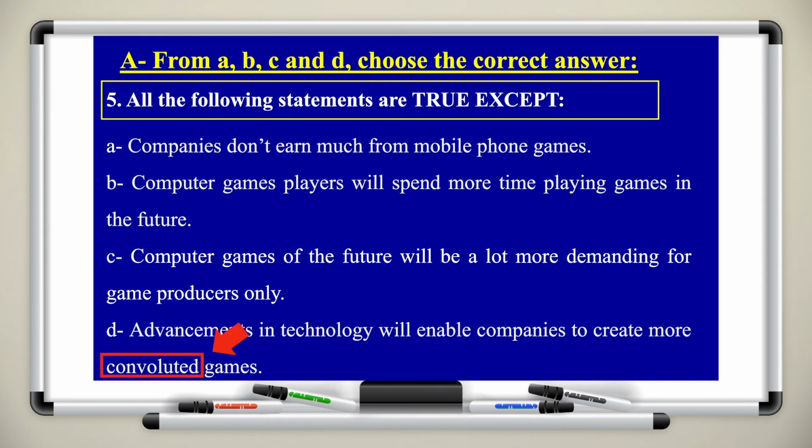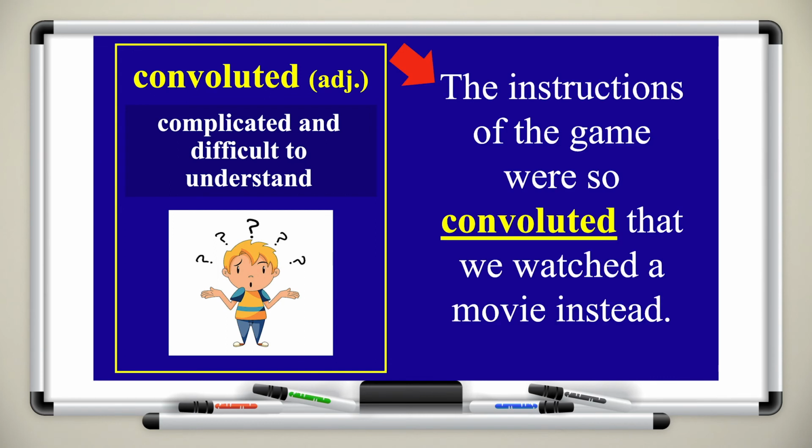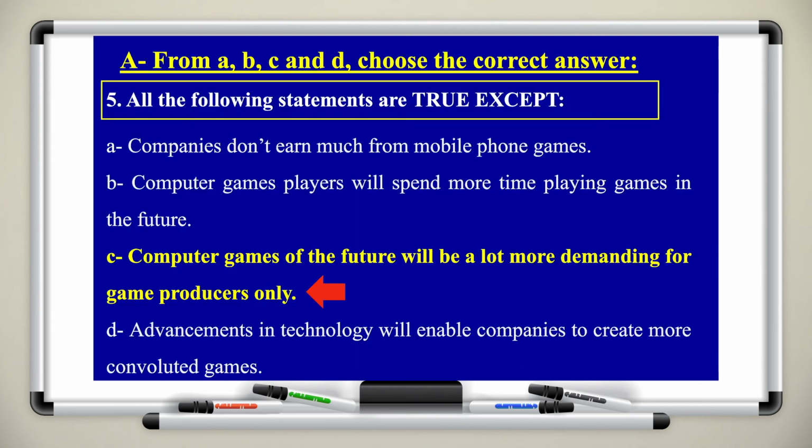Here we have a new vocabulary item as well. So let's look at it before we answer this question. Convoluted is an adjective, and it means complicated and difficult to understand. For example, the instructions of the game were so convoluted that we watched a movie instead. Here is the text. Scan through it to find the false statement. And I'll give you a few seconds to pause the video to find the answer. The answer is C. Computer games of the future will be a lot more demanding for game producers only.